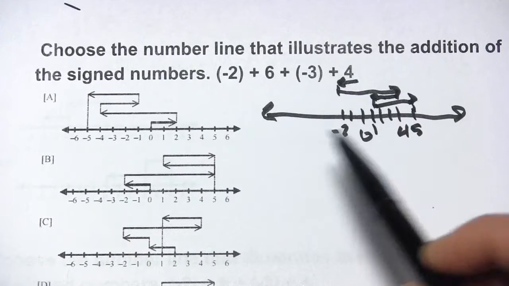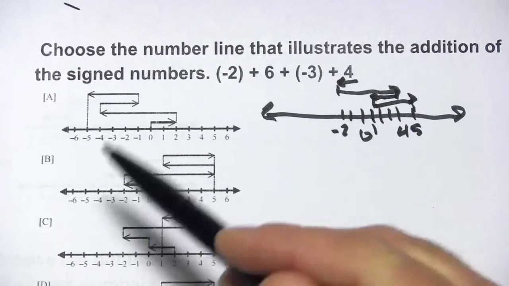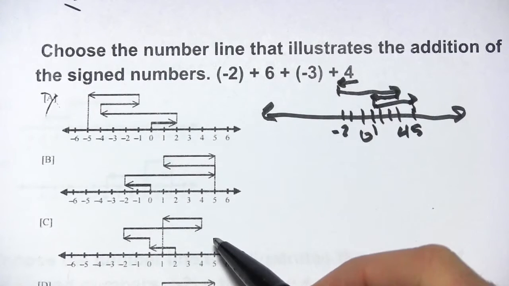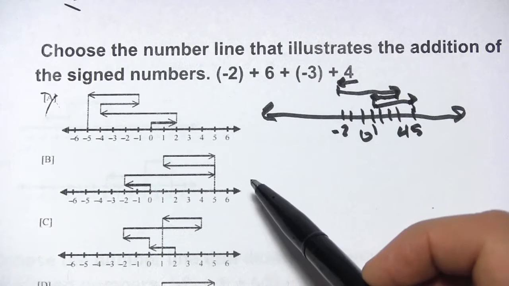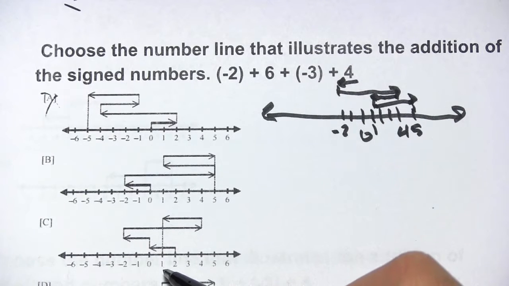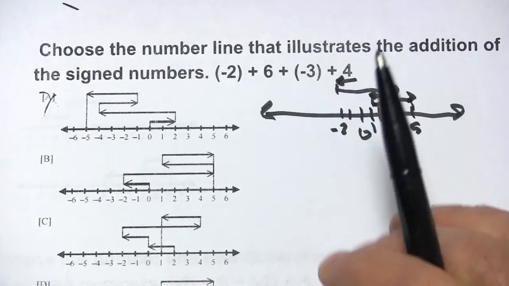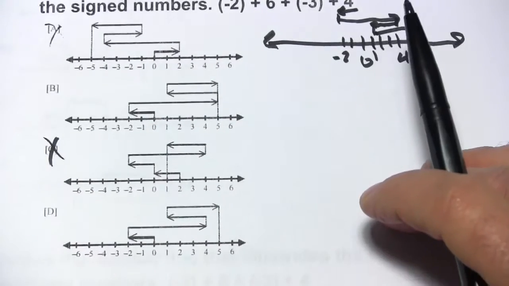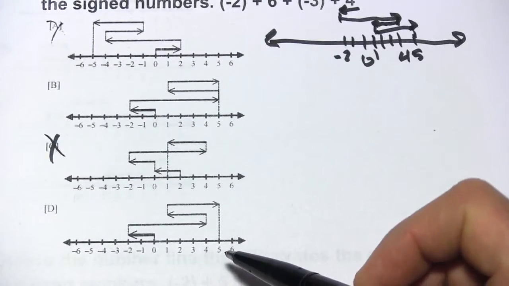We ended at 5. They're not giving us the answers here, but we can see this one ends at -5, so I think that's out. B ends at 5. C looks like it ends at 1, so I think that's out. And let's see, D looks like it ends at 5.